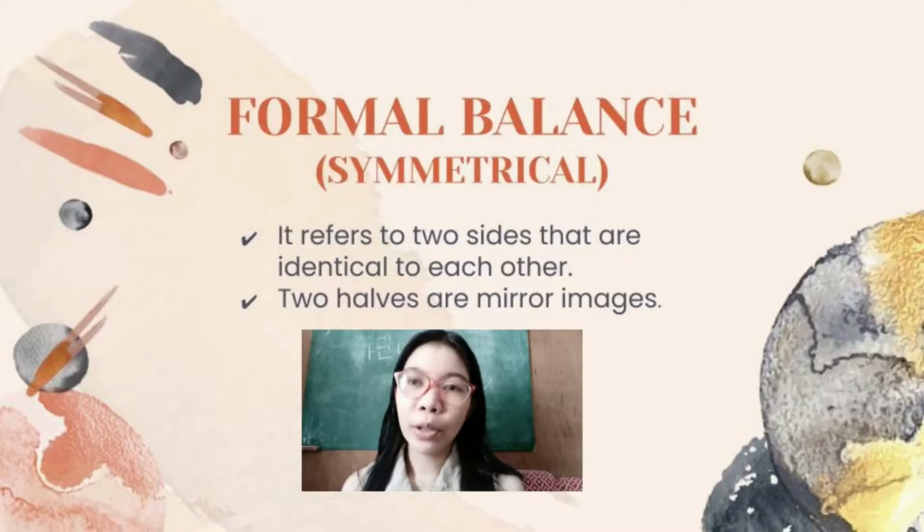So now let's move on to the first kind of balance. We have here the formal balance or symmetrical. It refers to two sides that are identical to each other. The halves are mirror images. The key words for this is identical to each other. This can be in a form of shape, color, texture, and many more.